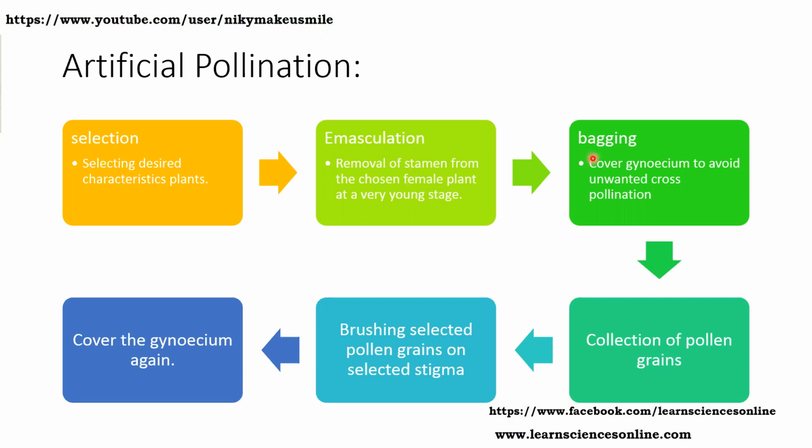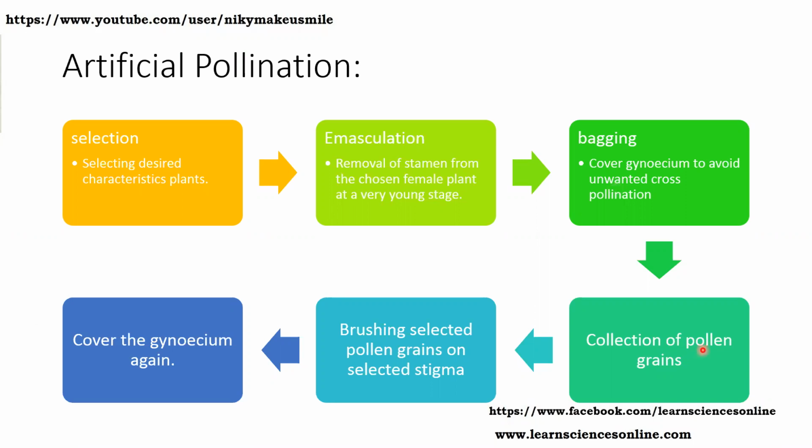Then the next step is bagging. In this step we have to cover the female plant. Why do we need to cover the female plant? To avoid any unwanted cross pollination. Before artificial pollination is done by the pollinator, if some natural cross pollination occurs, then it can destroy the purpose. So to avoid any chances of unwanted cross pollination, we need to cover the female plant. The next is collection of pollen grain.